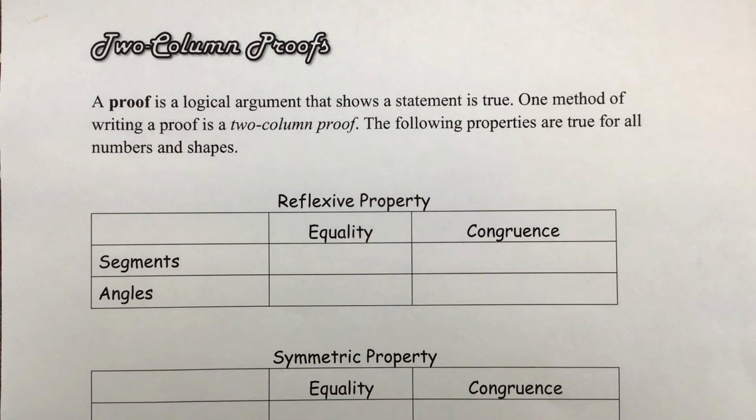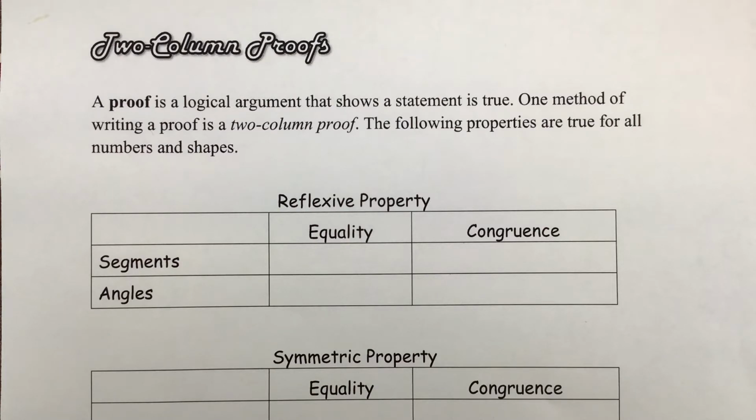Two-column proofs. A proof is a logical argument that shows a statement is true. One method for writing a proof is a two-column proof. This may be the hardest part that you have to deal with in geometry, because what you're going to be doing is identifying things that you know are true about certain shapes, and you can see it. You can see that these things are true.